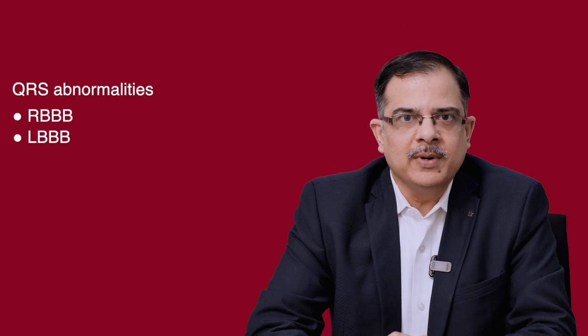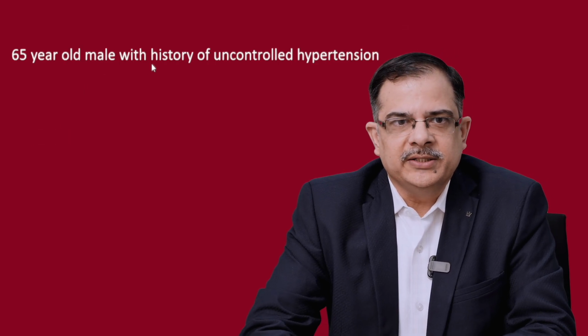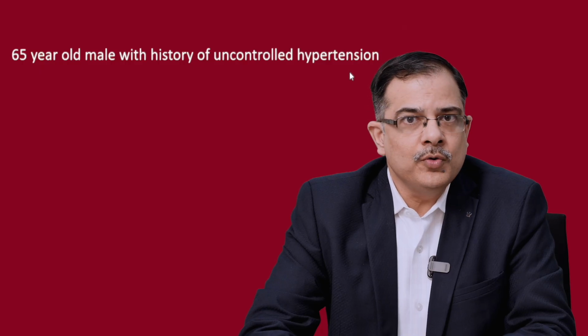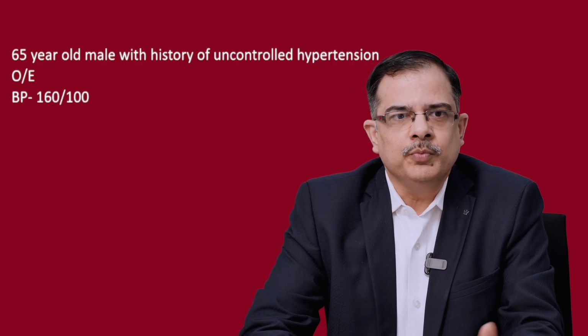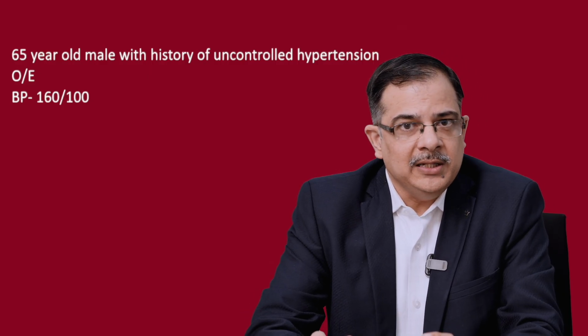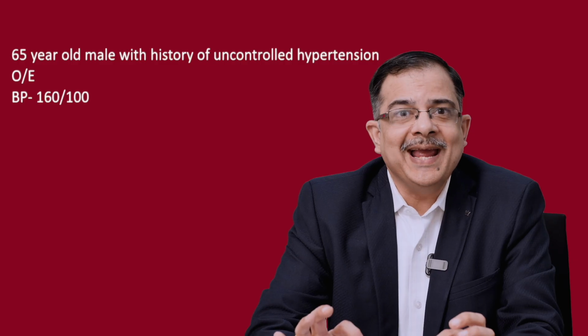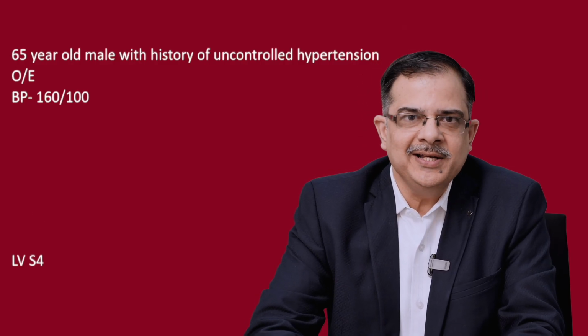Now coming to the QRS abnormalities. QRS abnormalities can be like right bundle branch block, left bundle branch block, right ventricle hypertrophy signs, or left ventricle hypertrophy signs. So, a 60-year-old male with a history of uncontrolled hypertension. Uncontrolled hypertension means systemic hypertension is there. So BP is 160 by 100. So directly the left ventricle will be affected in the form of pressure overload. That means LVH. So we will be expecting LVH signs in this condition.